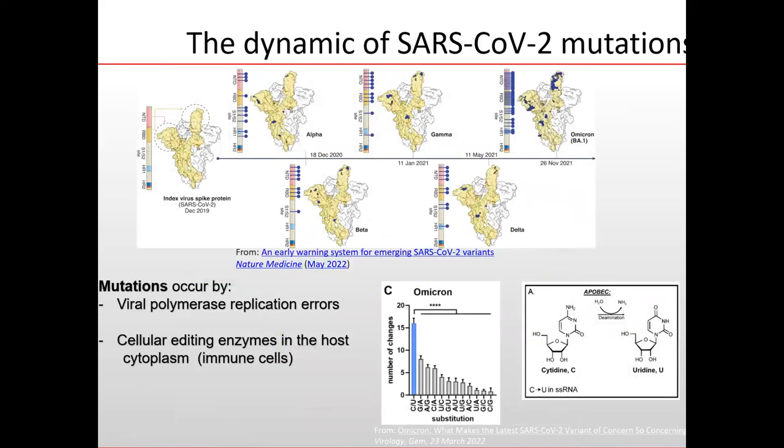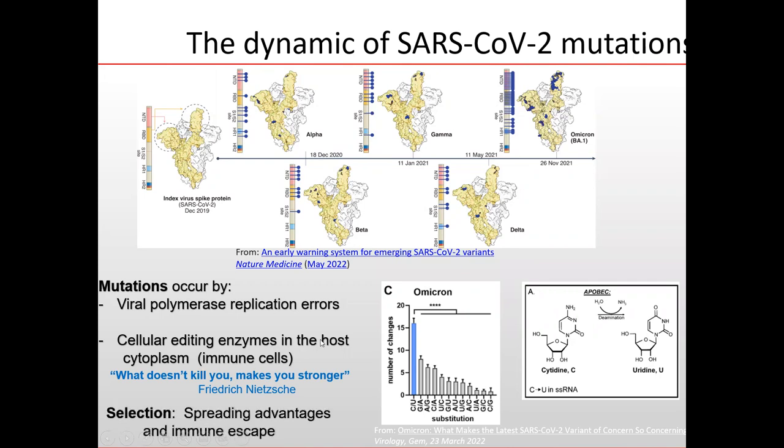Then the virus has mutated a lot, you know, all about the variants. Mutations occur by replication errors, but also by cellular editing enzymes. The cell has a system to edit RNA in the cytoplasm, which is kind of an antiviral system, because if you change the sequence of a viral genome, it will end up non-viable. But if you don't kill it, it can make it stronger, as Friedrich Nietzsche said. And that's what happens in COVID, because we see from the transversions that many mutations, for example in Omicron or Delta, came from this system. So the virus actually exploits the defense of the host cell to have more flexibility in sequence. The advantage is mostly to spread more and escape immunity.